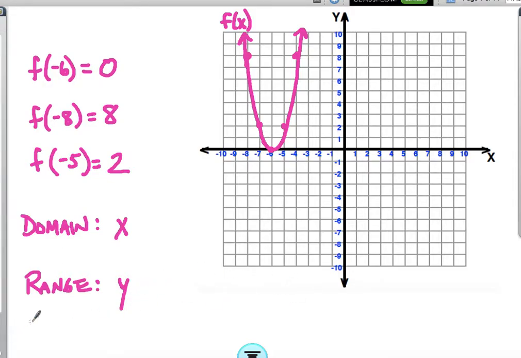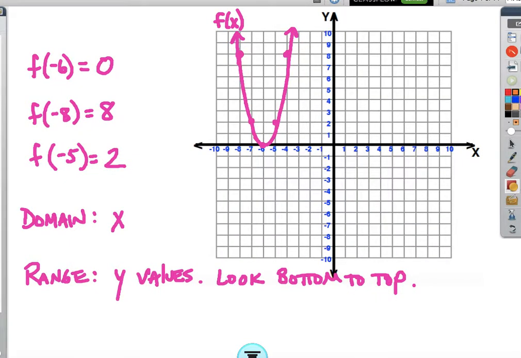So typically we want to look, here I'm going to write this out, y values. We want to look bottom to top. All right, so starting down here, there are no y values. The first y value we get to is here at 0. Maybe, I wonder if this would help visualize. Let me get a vertical or a horizontal line going here. See if this helps at all.